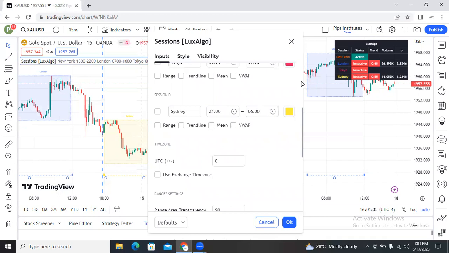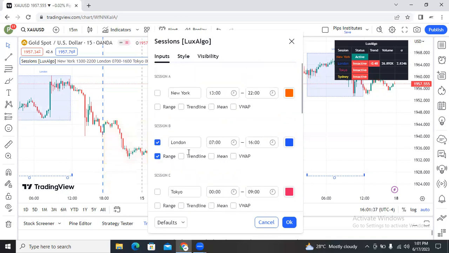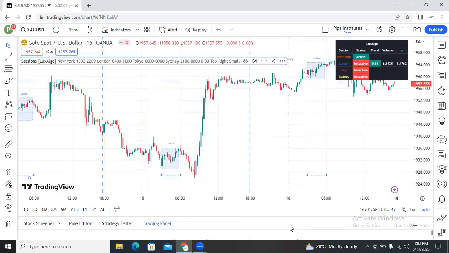So then we go back to London. Then the time for London is 7 o'clock to what time? We say the Q zone happens around 7 o'clock to around 10 o'clock. So we have to set it to 10 o'clock. So then we click on OK. Then I think that is all that we need to know about it. So our chart is ready.